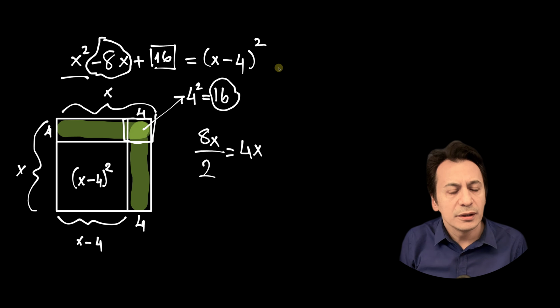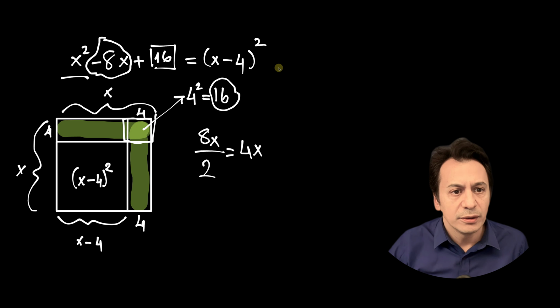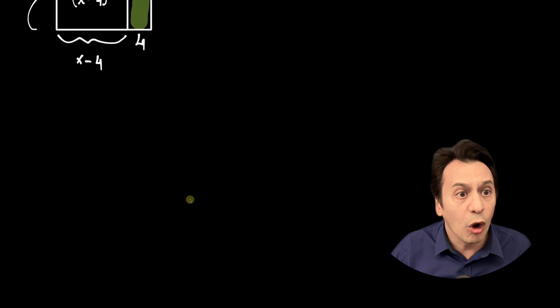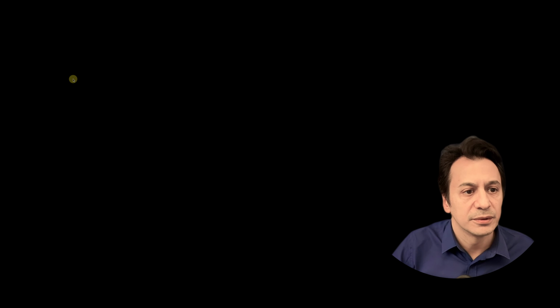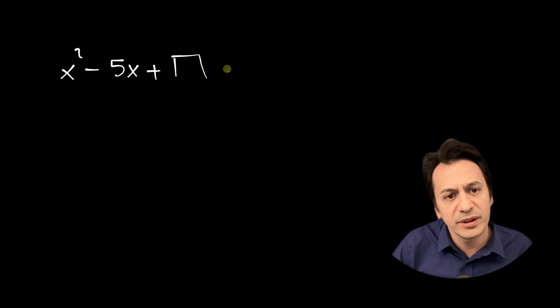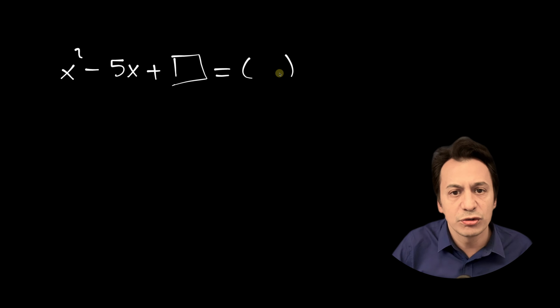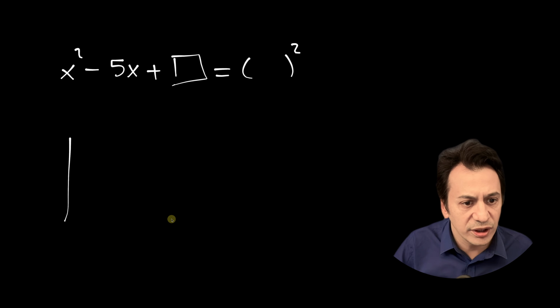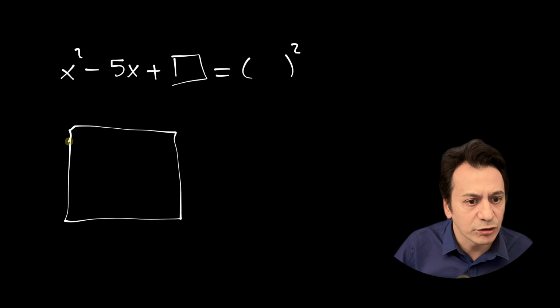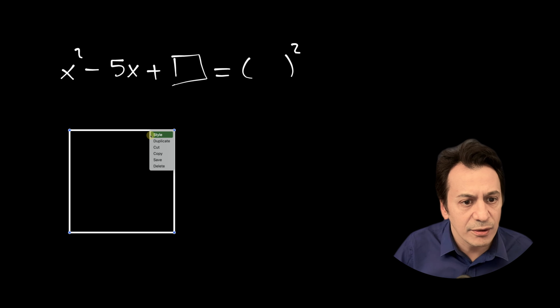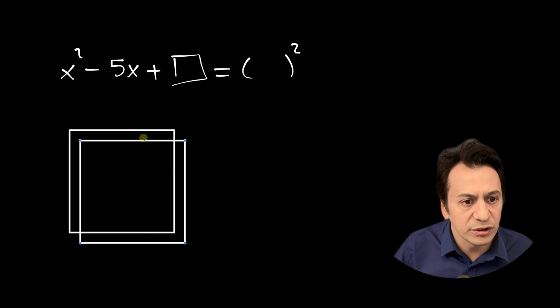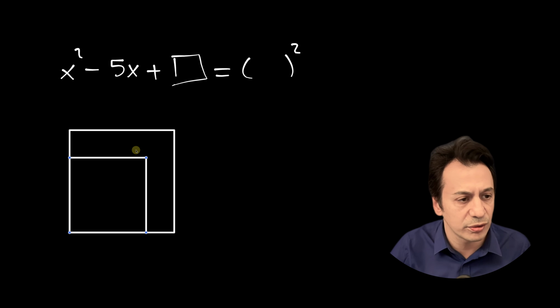Now let's do the same example, but this time with an odd and negative integer coefficient. What I mean by this is, let's make it minus 5x. I will add something and it will become the square of something else. So here is my setup. I have my square. Now I have a smaller square. Since I subtract something, I'm visualizing it as a smaller square.